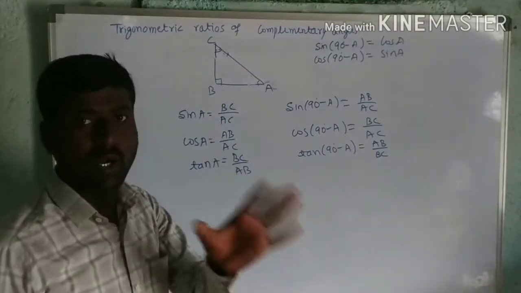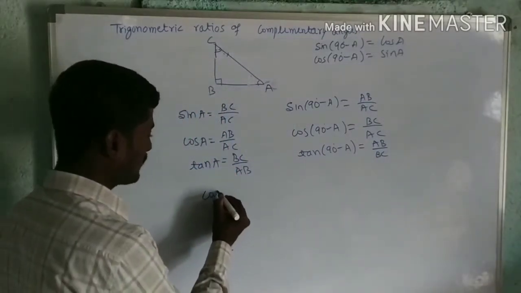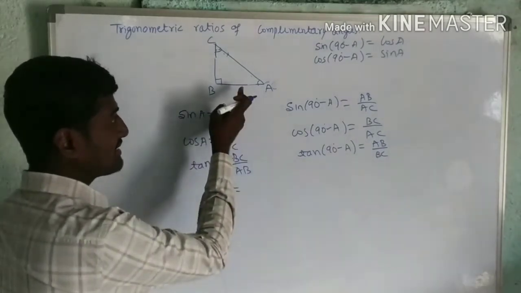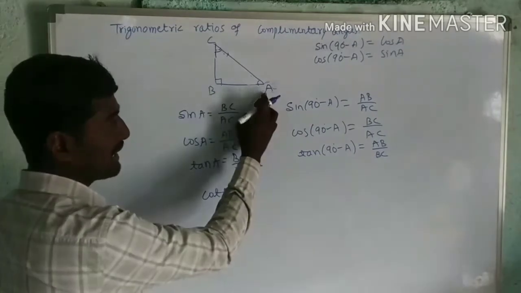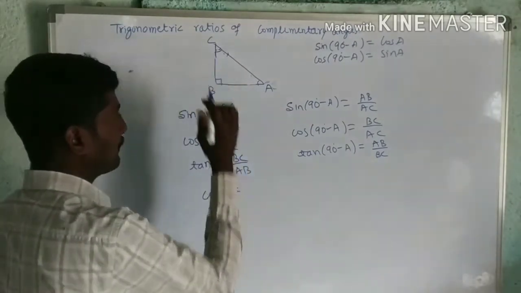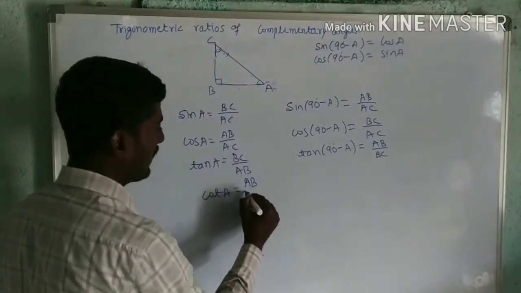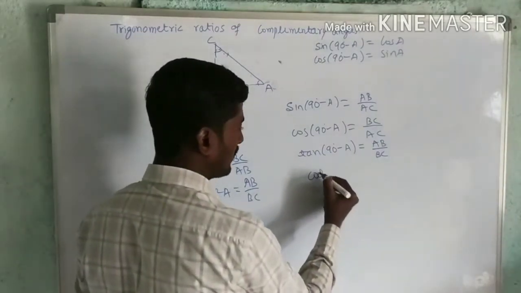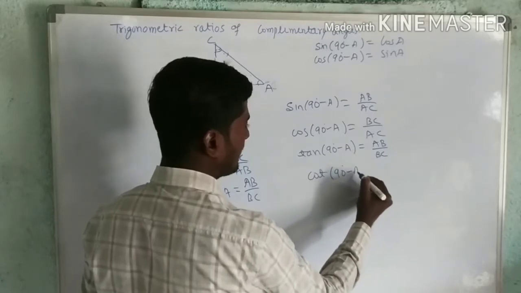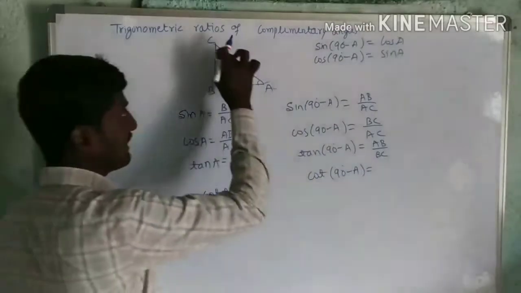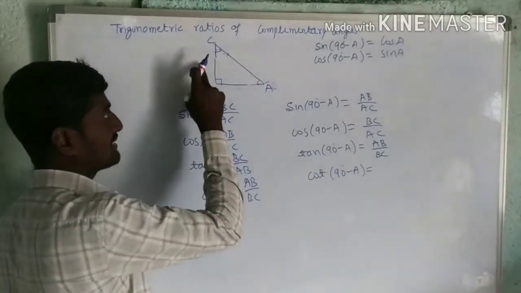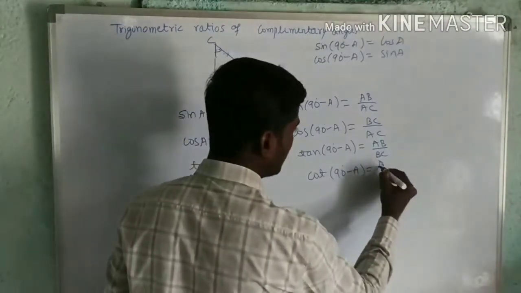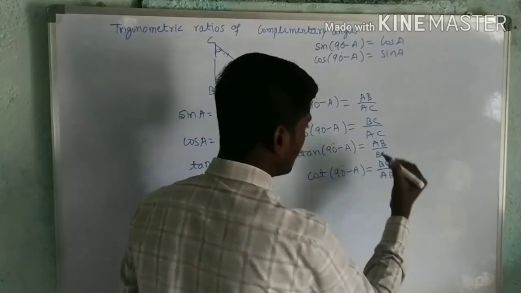Then I'll go for cot. Cot A is equal to, cot is nothing but what? Adjacent divided by opposite for the angle A. AB divided by BC. Then for the same function, cot of 90 degrees minus A, 90 minus A is angle C. Cot means adjacent by opposite, BC divided by AB.